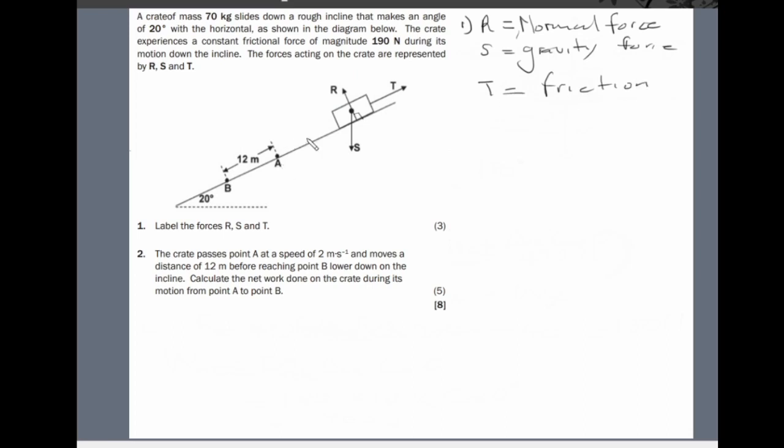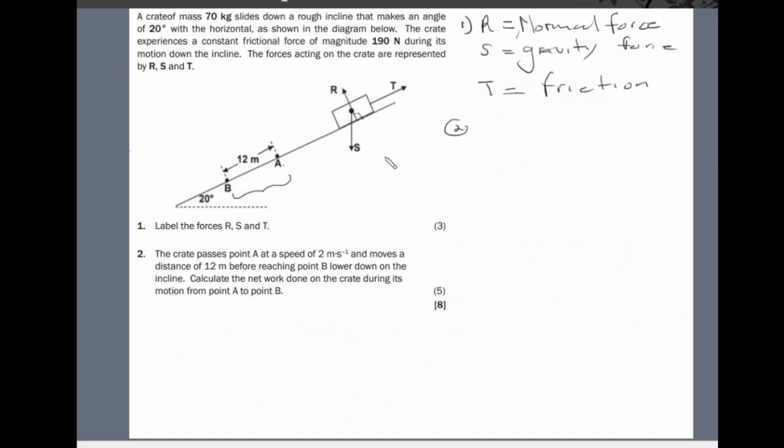And then question 2, they say the crate passes point A at a speed of 2 meters per second and moves a distance of 12 meters before reaching point B lower down on the incline. They want us to calculate the net work done on the crate during its motion from point A to point B.